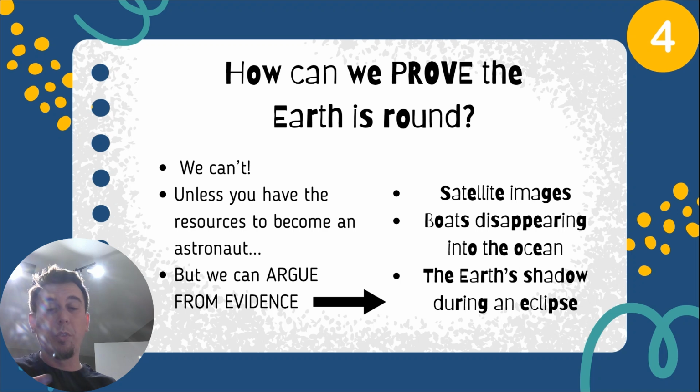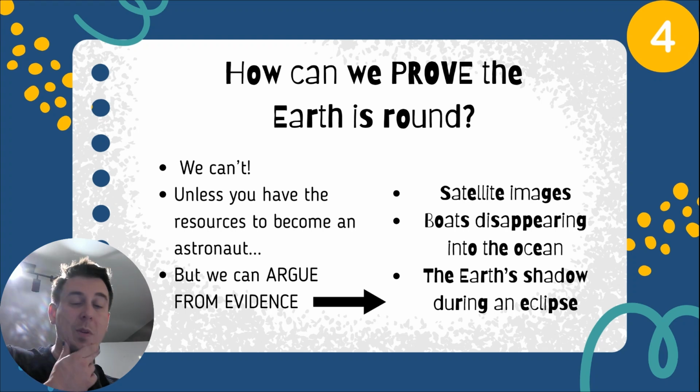So, how can we prove that the Earth is round? Well, it turns out that we can't. Unless you fly into outer space as an astronaut, you can't directly see that the Earth is round. But we can argue from evidence.